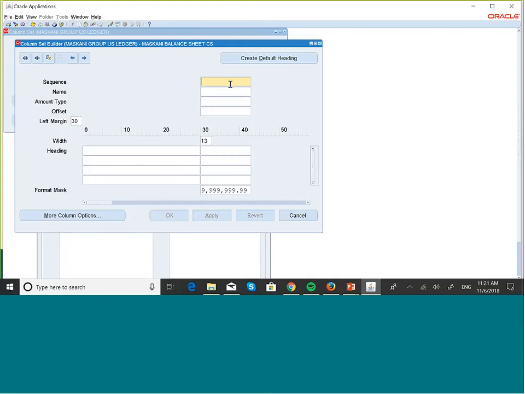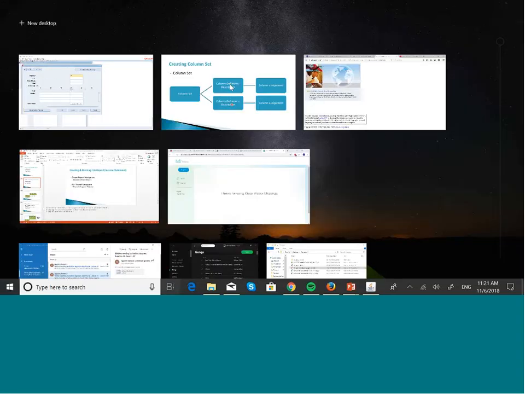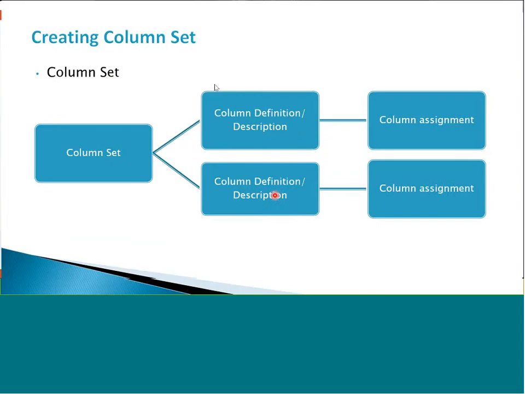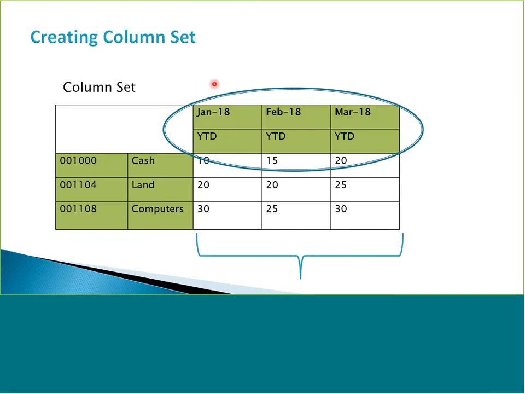So let's create our first column, and it's going to be the first one, sequence 10. Let's just go back to our slides and see what we are trying to recreate. So we're going to create something like this. Okay. So we're going to have 3 columns, and they are going to show YTD amounts for the accounts which we selected in our row sets.